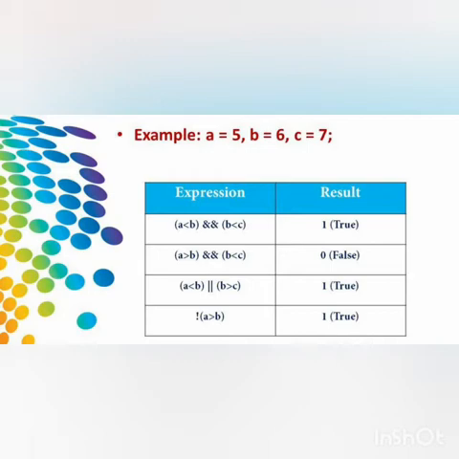Then look at the last example. NOT of A is greater than B. A value is 5 and B value is 6. So 5 is greater than 6.